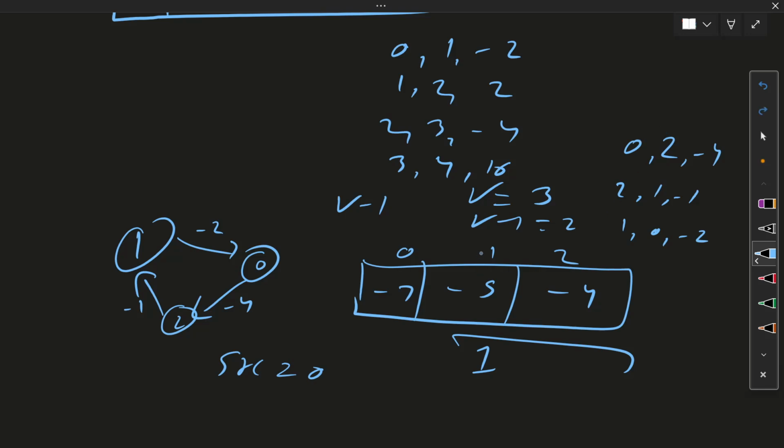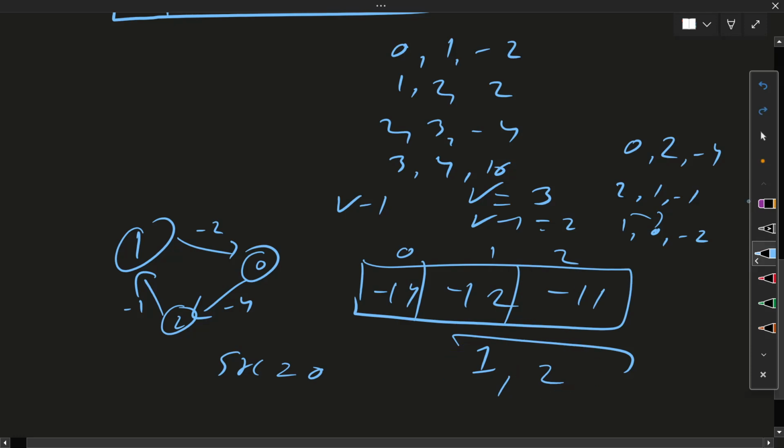So from 0 to 2, this value plus this value, so it will be minus 11. Then 2 to 1, so what's the value for 2 to 1? Minus 1 is there, then minus 11 is there, so it will be minus 12. So here we have minus 11, and for 1 we have minus 12. Then for 1 to 0, this value plus this value, so it will be minus 14. So we have done this for 2 iterations.